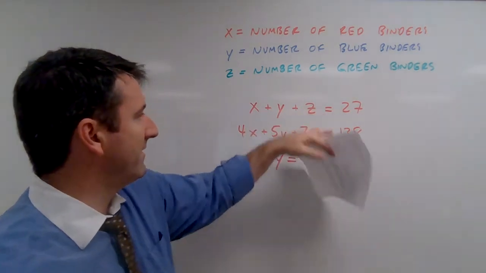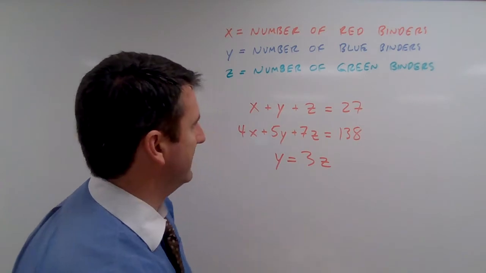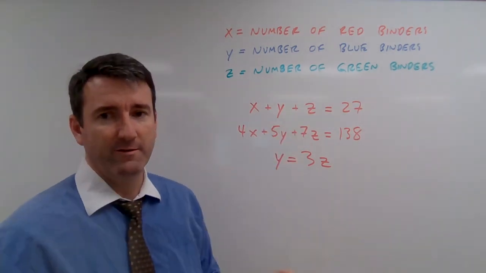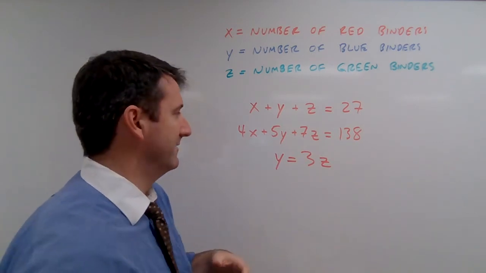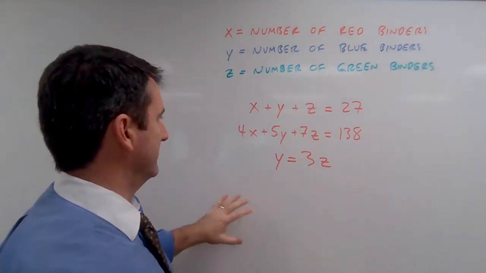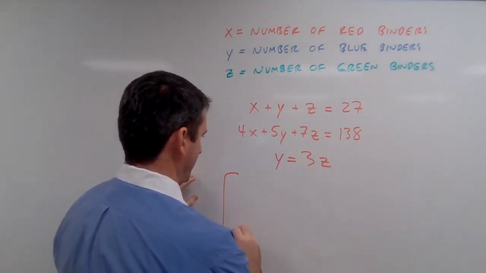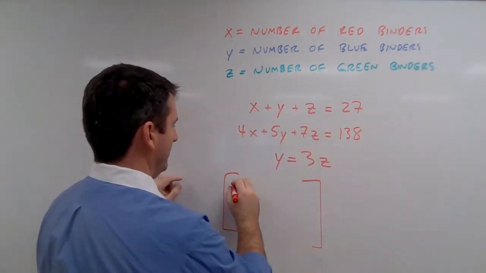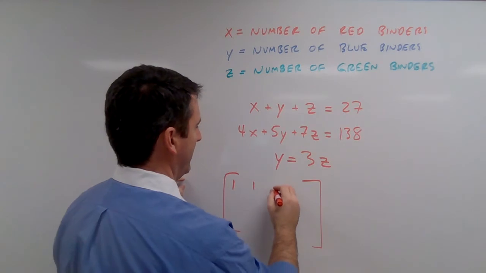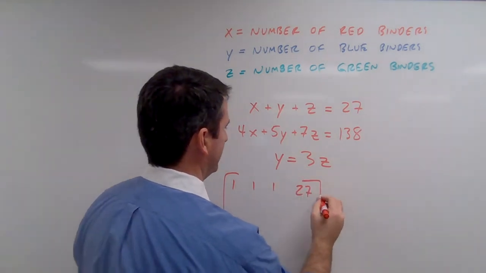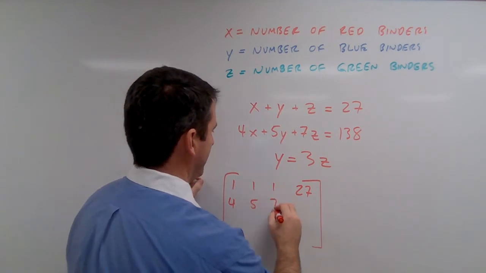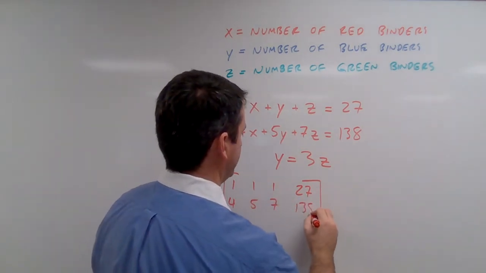Okay, so now we have 3 equations. We can put this into a matrix and then find the reduced row echelon form of that matrix, and that's going to give us our solution. So let's put this into a matrix. This first row is going to be 1x plus 1y plus 1z equals 27. Second row is 4x plus 5y plus 7z equals 138.